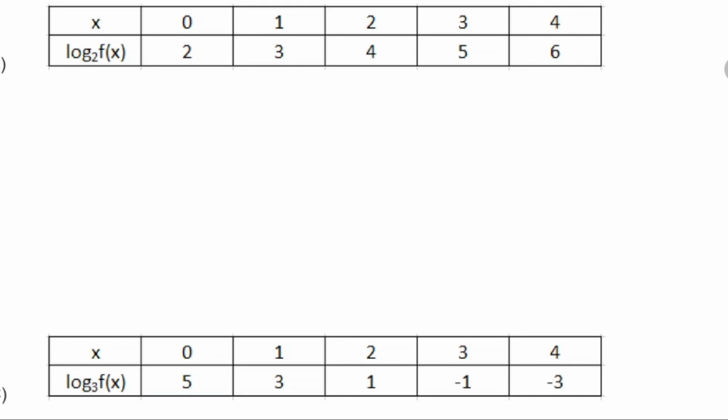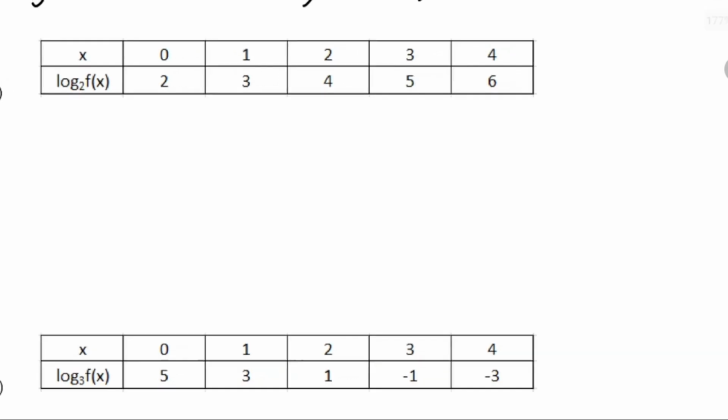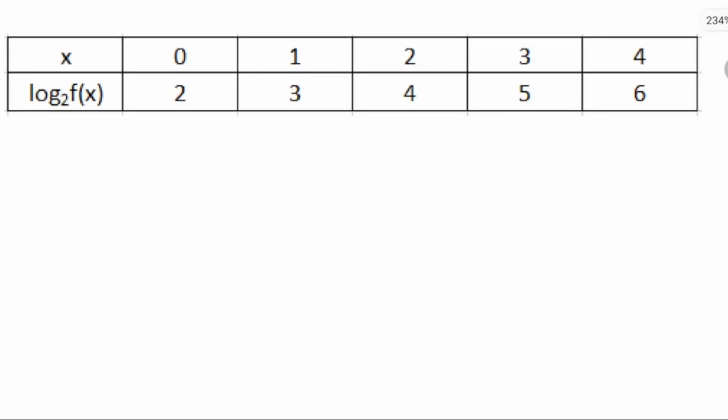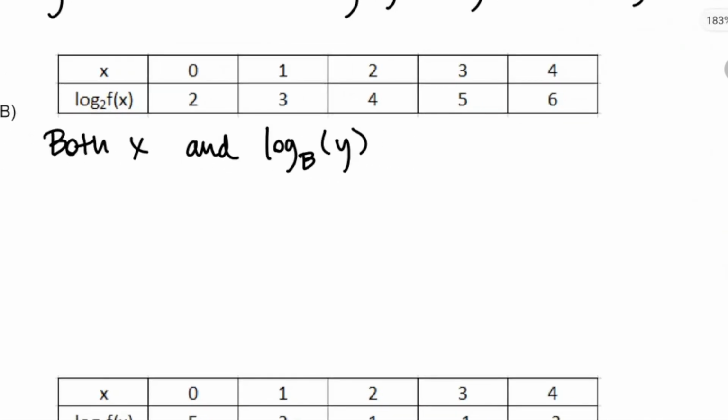Okay, I was like, wait a second, these output values are not forming a constant ratio. But we do have where the log of f is forming an arithmetic sequence, or a linear pattern. I'd like to call it a linear pattern myself. Both x and log base b of y, I guess we can call it y, f of x, whatever, form a linear pattern. That makes it exponential.